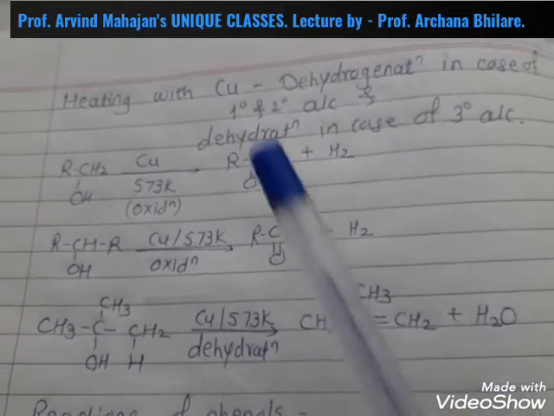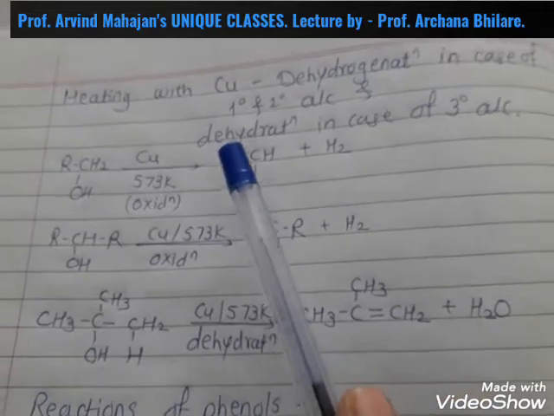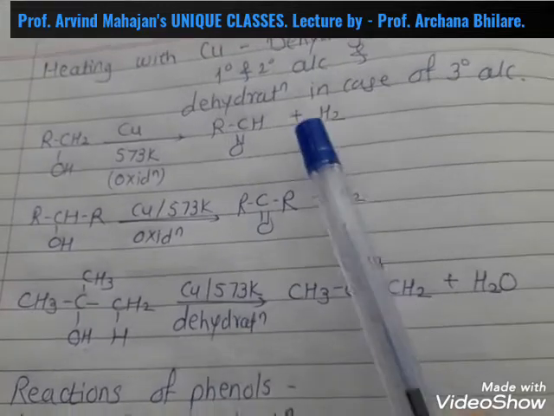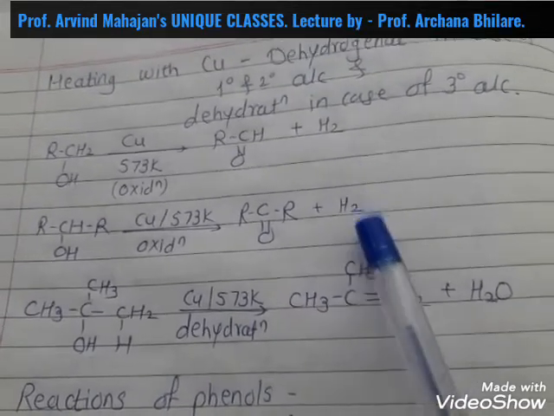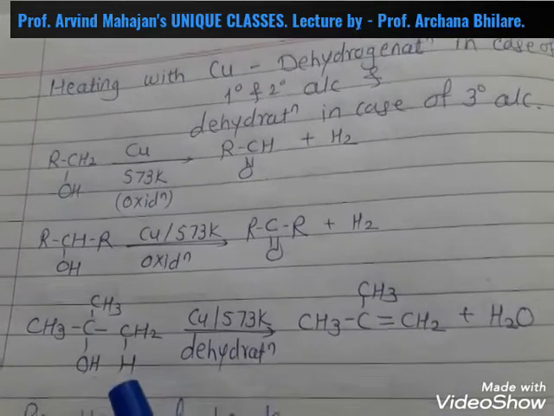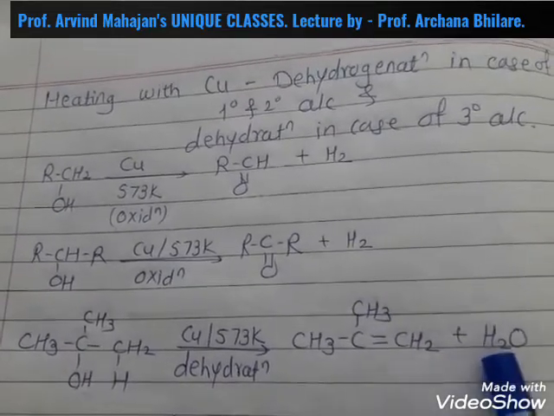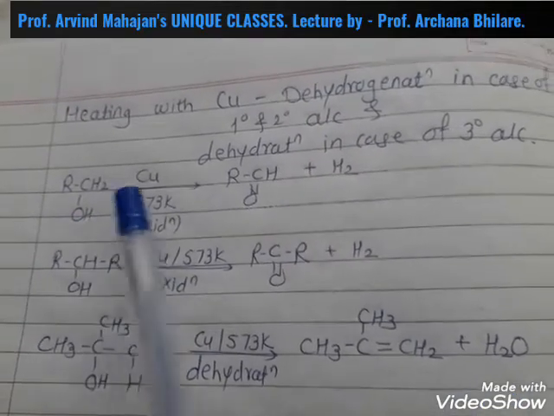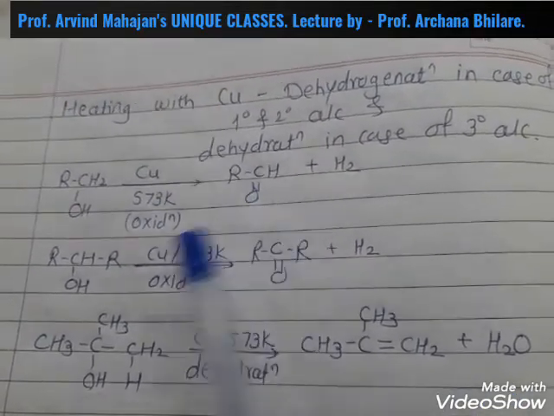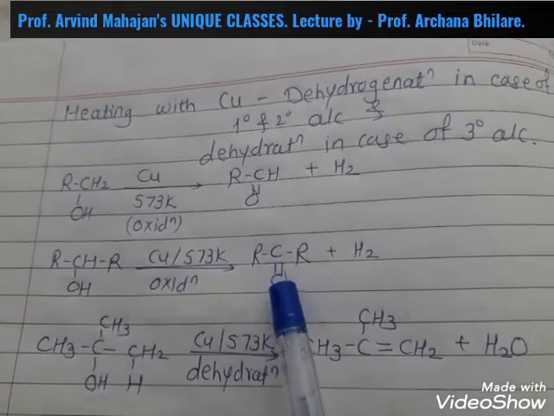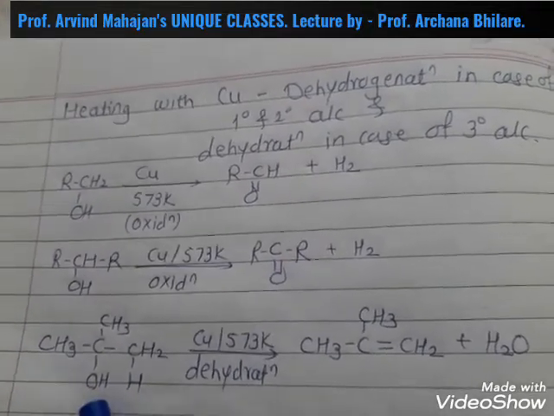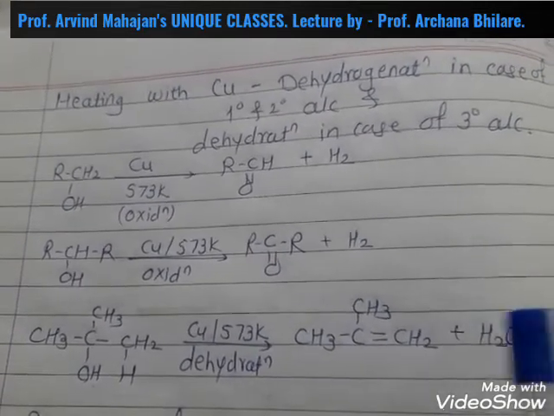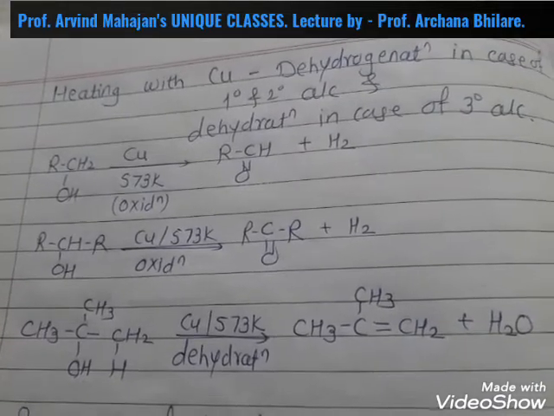Okay. So action of copper on alcohol. If alcohol is primary or secondary, then only it undergoes dehydrogenation reaction. And if it is tertiary alcohol, it undergoes dehydration reaction. Primary alcohol, when heated with copper, gives aldehyde. Secondary alcohol, when heated with copper, gives ketone. Tertiary alcohol, when heated with copper, gives us alkene. That's all the reaction part of copper.